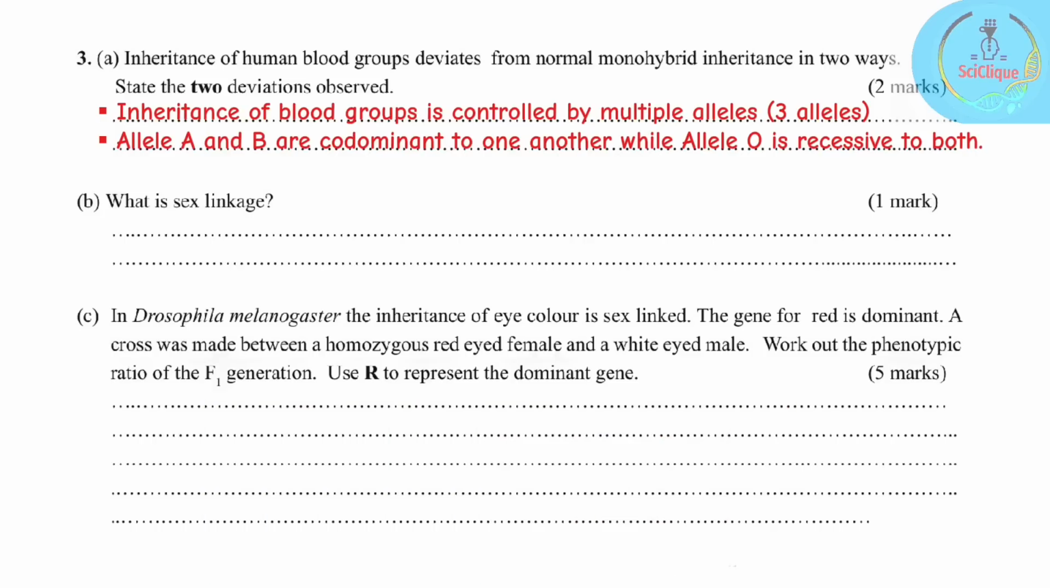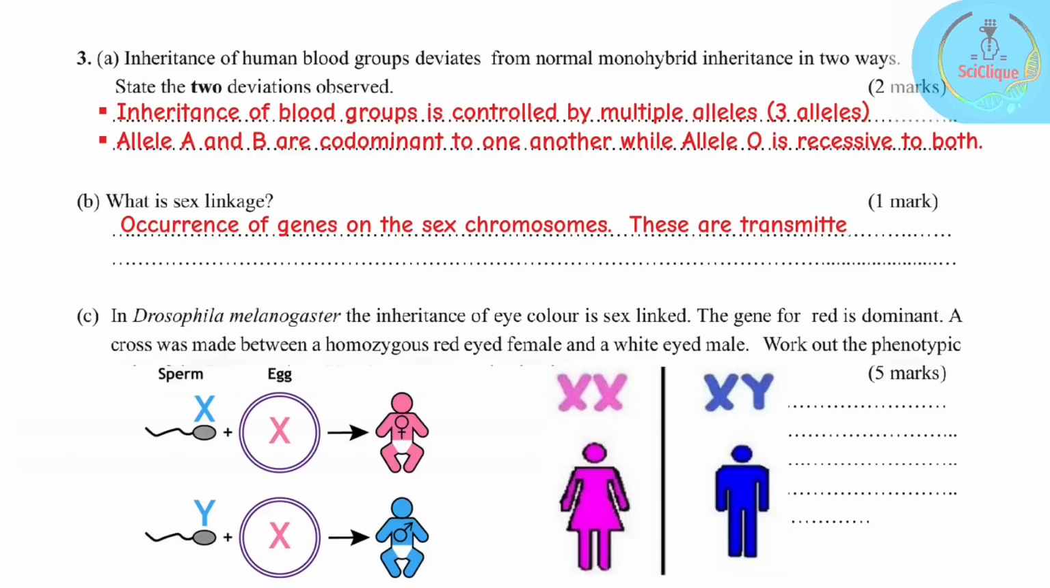Part B, what is sex linkage? This is the occurrence of genes on the sex chromosomes. Now, when it comes to sex chromosomes, we have the X chromosome and the Y chromosome. So, females have 2 X chromosomes. Males, on the other hand, have a single X chromosome and 1 Y chromosome as such. Now, when you have genes located on these chromosomes, they are then going to be transmitted together with the sex chromosomes. So, they're going to be transmitted with the chromosomes that determine the sex of an individual.